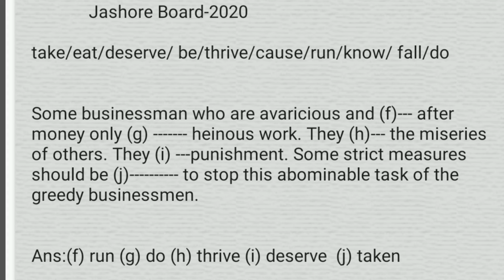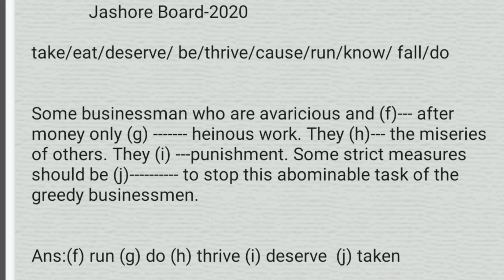They dash the miseries of others. Here the answer of H will be try. As it is written in present tense, most of the sentences will be present indefinite tense, and that is why we have to use the base form of verb. Now, they dash punishment. The answer of I will be: they deserve punishment.